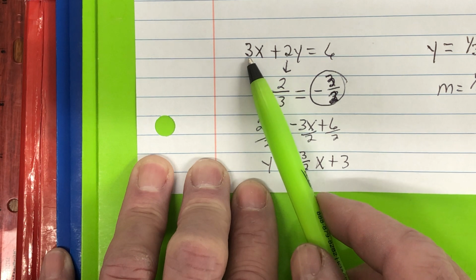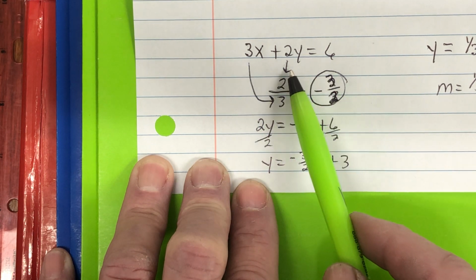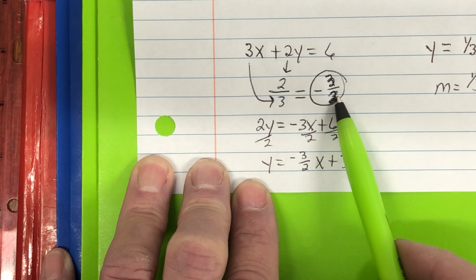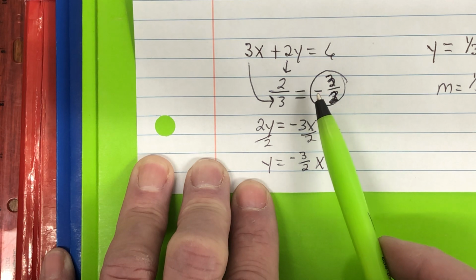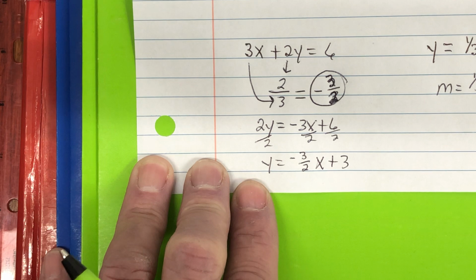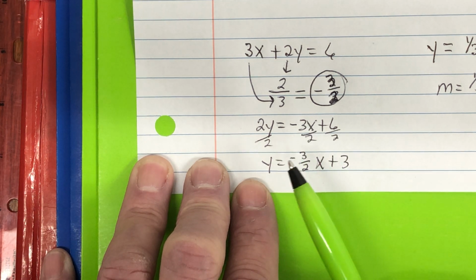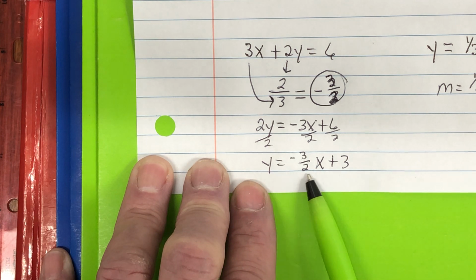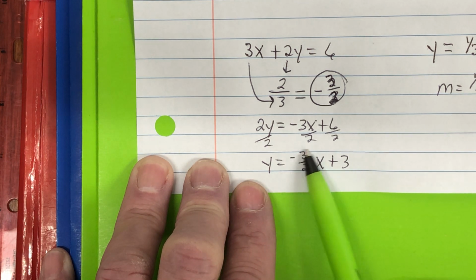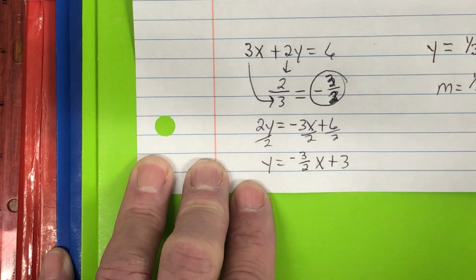So you take the number for x, put it on top, take the number for y, put it on bottom, and if they're both positive, you're going to end up with a negative. If one of them is negative, then you will end up with a positive. In the equation, the slope is negative 3 over 2, just like it is right here.